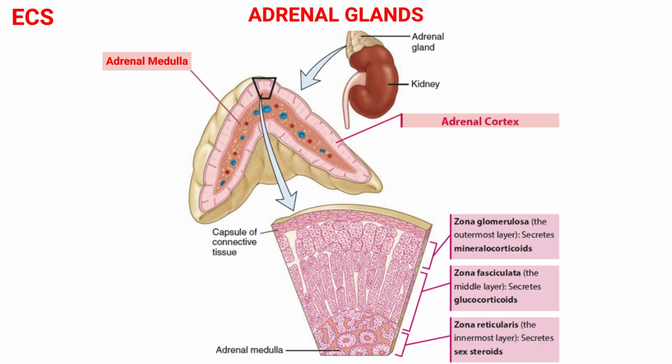Hormones from the cortex are steroid compounds derived from cholesterol. Both the adrenal medulla and the cortex are well supplied with blood vessels. Now we will see each one in detail.